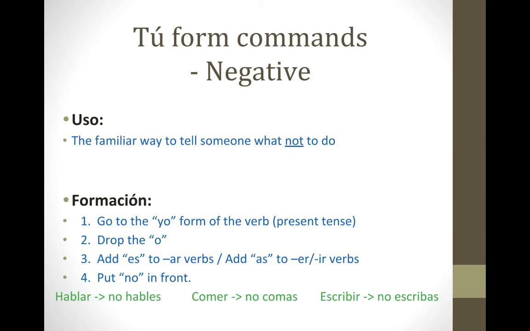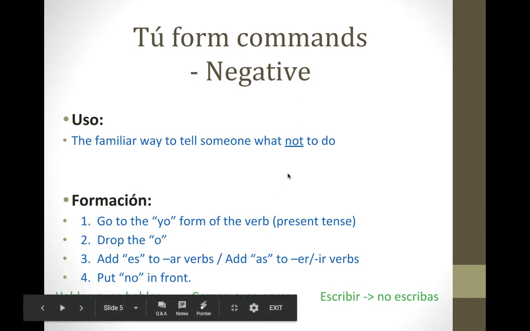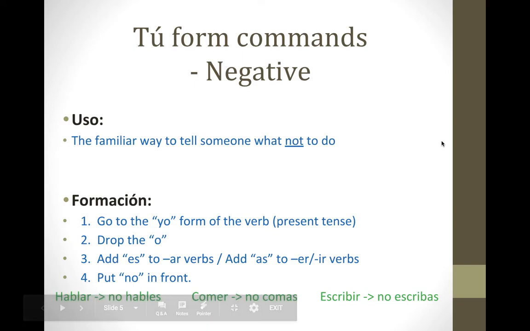Okay, so you've got some verbs here to fill out on your chart. If you're telling someone don't talk, you say no hables. If you're telling someone don't eat, sorry about that, you want to say no comas. And if you're telling someone don't write, you want to say no escribas.